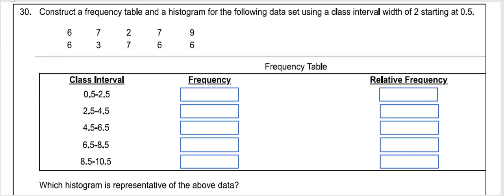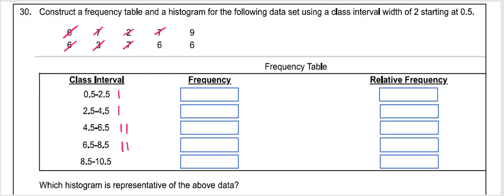Number 30, construct a frequency table and a histogram for the following data set using a class interval of width 2 starting at 0.5. Okay, so they give you all the class intervals. Now let's go put the data here in these class intervals. So starting with 6, that falls in here. Another 6. 7 falls in this class interval. 3 falls here.